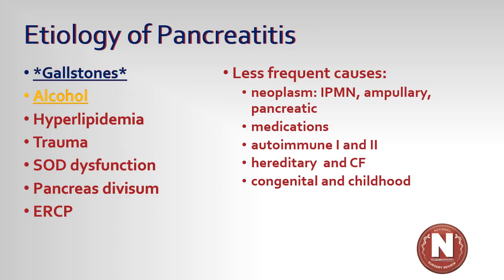Etiology. Most of these cases, 80 to 85%, are from gallstones or alcohol, though you got to look out for elevated lipids and sphincter of Oddi dysfunction. ERCP pancreatitis, that's the thing. About 5% of ERCPs can cause pancreatitis. And then neoplasms can cause it. Medications, autoimmune, hereditary. But scorpion stings? Watch out for those scorpions. Can cause pancreatitis.